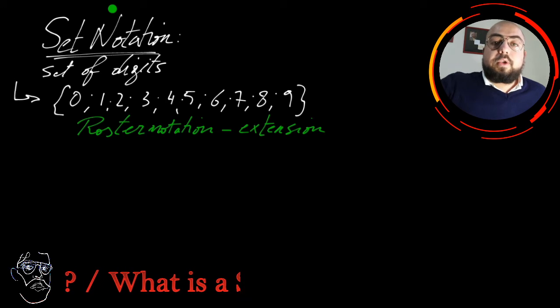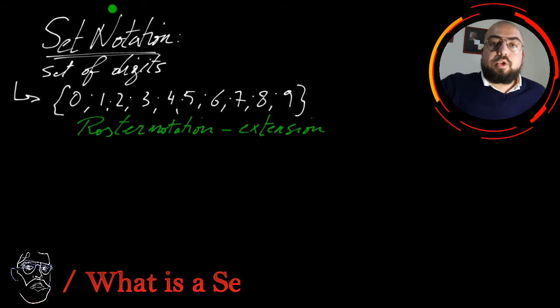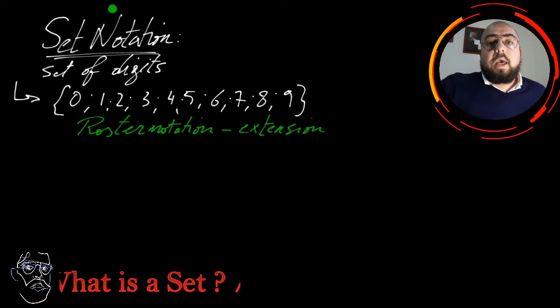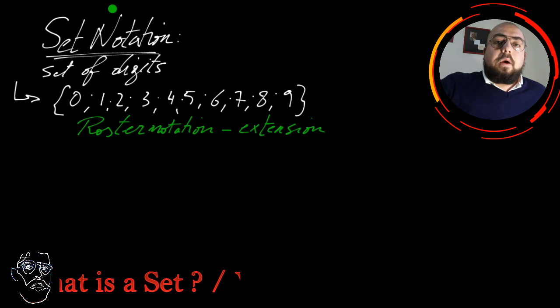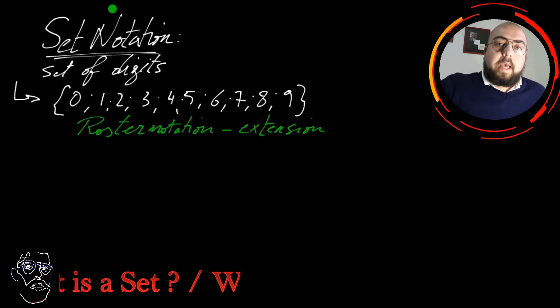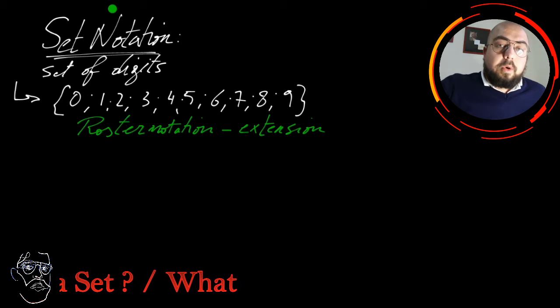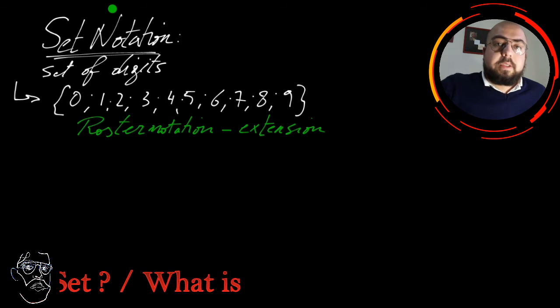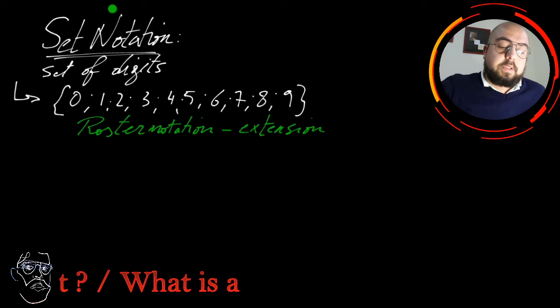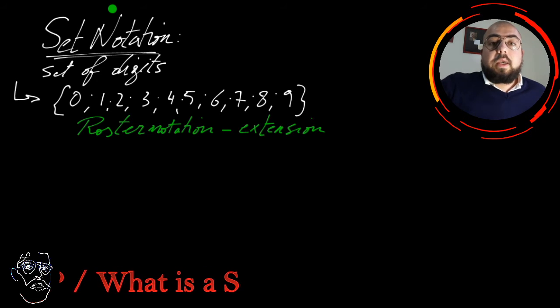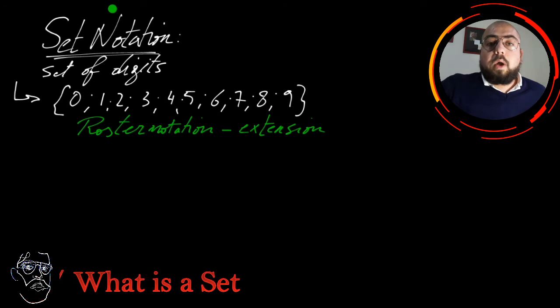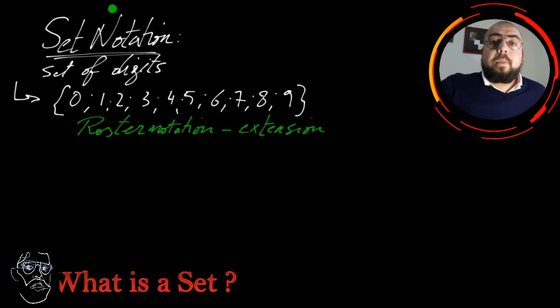In roster notation, or notation by extension, each element should appear in your set, and of course there's no need to repeat a certain element. Plus there's one more important thing: the order is not important. Instead of saying 0, 1, 2, 3, in case I started with 2, 0, 1, 3, etc., it will remain the same set. The order does not change the set.